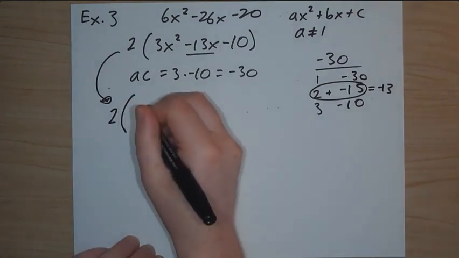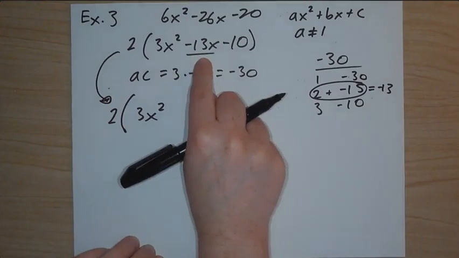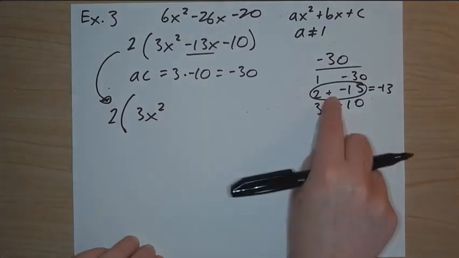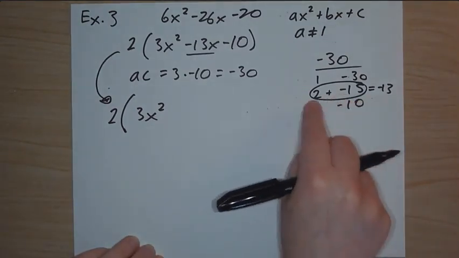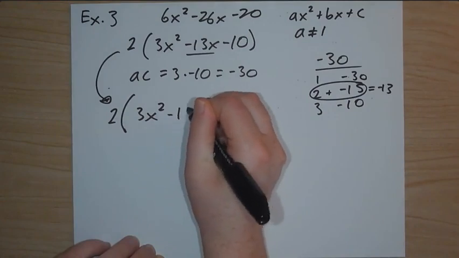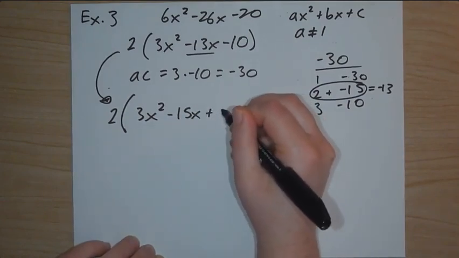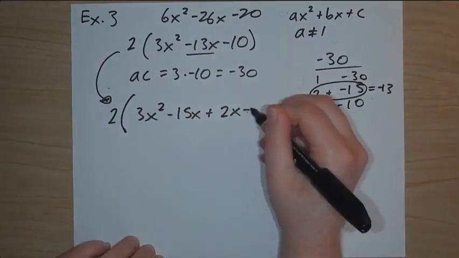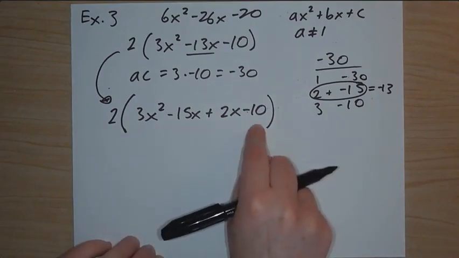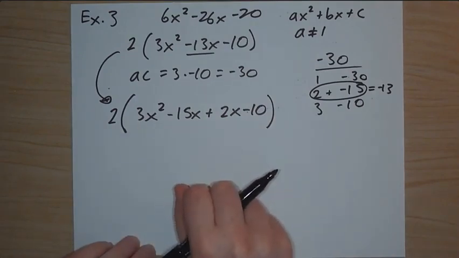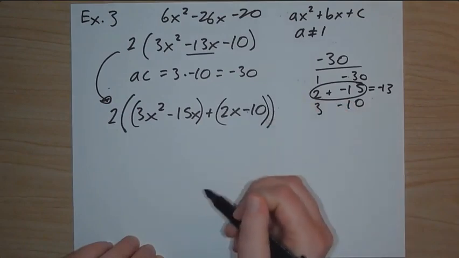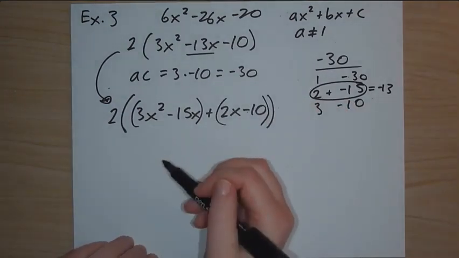It's on the outside. We have 3x squared, and then we're rewriting our b term in terms of 2x and negative 15x. We can rewrite these in any order, and you'll see why later, but I'm going to write negative 15x first. So negative 15x plus 2x minus 10. We want to have these two groups have similar factors so that we can factor out. Sometimes it doesn't matter, sometimes it does, but that's why I wrote the negative 15 first, because if we make this a group and this a group, it's easier to factor out terms if they have common factors.